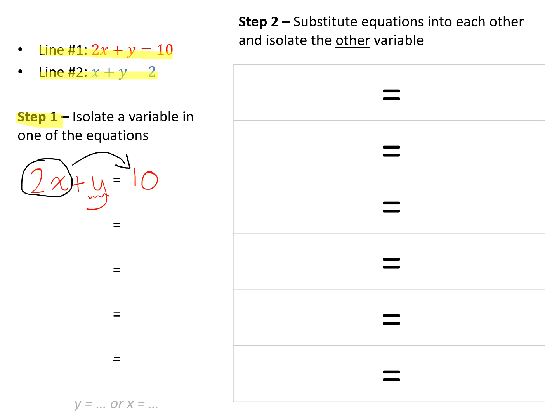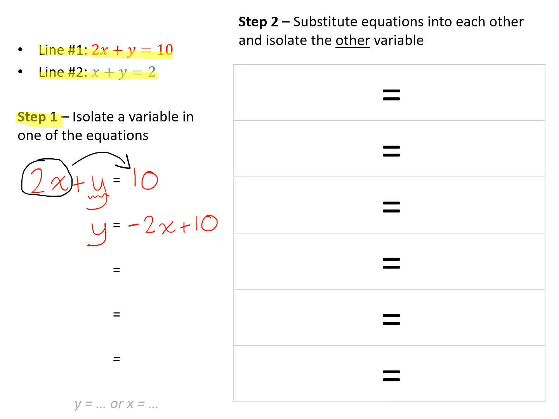And when you do that, it becomes the opposite. So it becomes negative 2x, the positive 10 stays on the right side, and the positive y stays on the left side, but we don't need to put the positive sign in front of it.